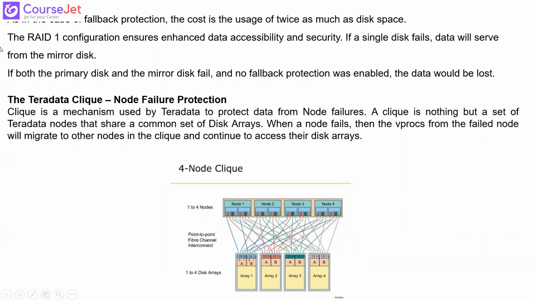Whenever we have RAID 1 or fallback protection, twice the data of the disk will be utilized for this replication.